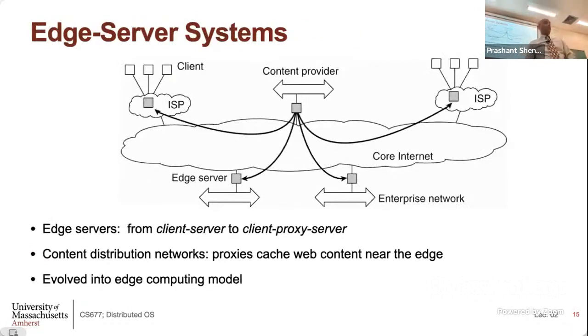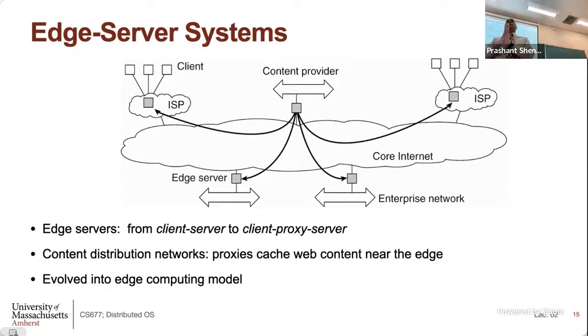Let's now move on. We'll talk about some other types of systems, one of which is called an edge server system. First of all, what is an edge server? And then we'll see why it is useful. As the name indicates, an edge server is a server that is designed to sit at the edge of the network, which means it's very close to the end user.